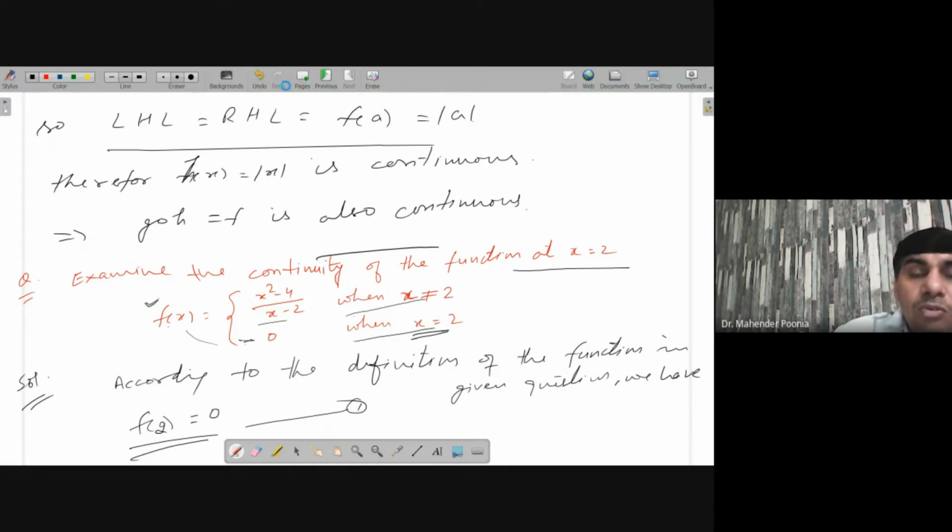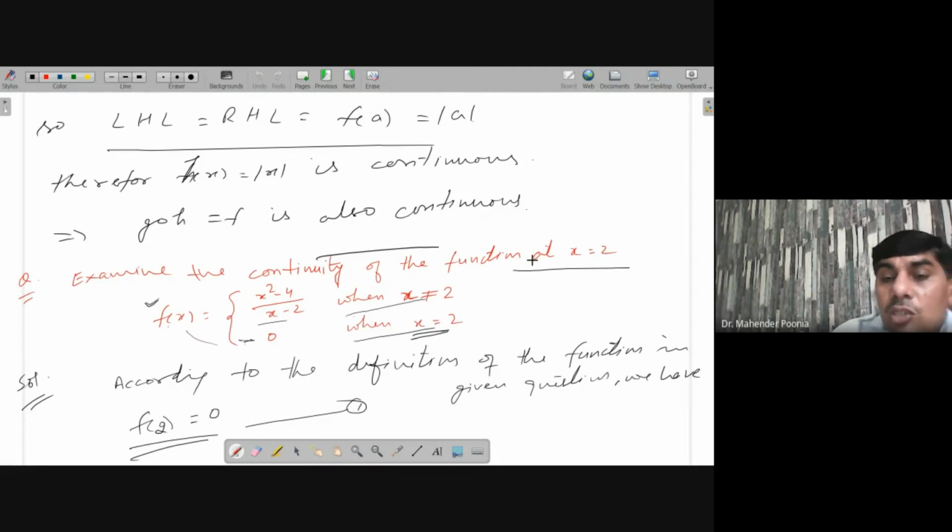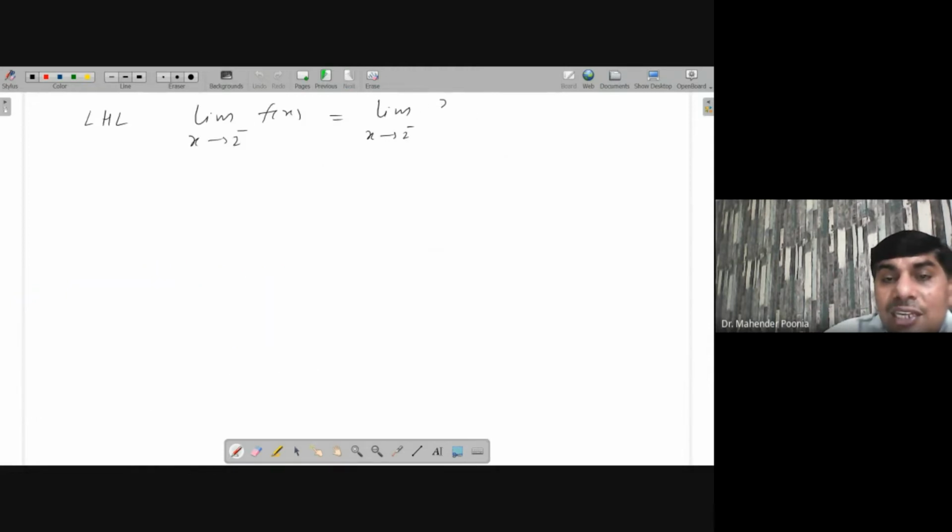Now in the next step, we have to find the left hand limit as well as right hand limit. So first left hand limit, limit x tends to 2 negative, f of x is equal to limit x tends to 2 negative. What is the value of f of x? X tends to 2 negative, that means x is not equal to 2. When x does not equal 2, the value of the function is given as x square minus 4 divided by x minus 2. So we write it as x square minus 4 divided by x minus 2. Clear?